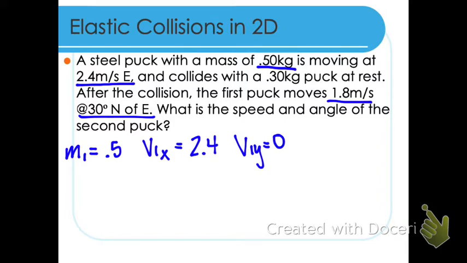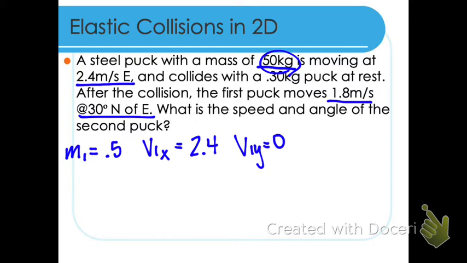Okay, so we've got the mass of our object. We've got the initial velocity of our first object, which is moving in the east direction. With 2D collisions, we're going to break them into x and y, because we can't mix and match x and y. If our object is moving purely east at 2.4 meters per second, which it is, that automatically tells us that we don't have any velocity in the y direction for our first object.